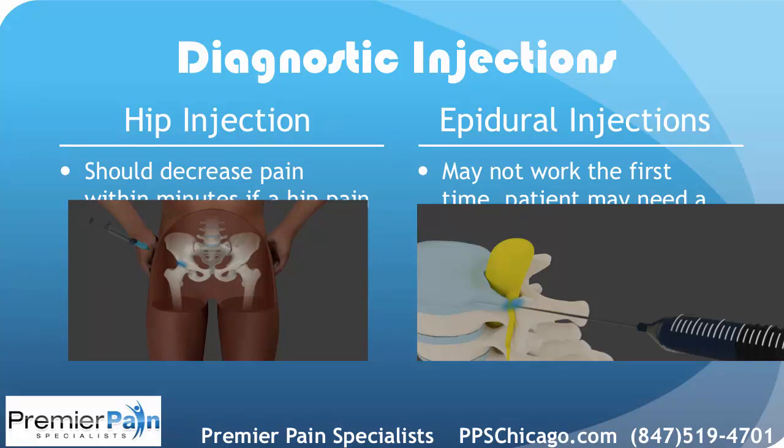Okay, so a diagnostic injection can be very, very helpful. So if you have a diagnostic injection performed into your hip joint, and the hip is the source of the problem, then it should decrease the pain within minutes, all right? If you have an epidural injection, and the problem is spinal stenosis, it should relieve the pain instantaneously, but it may actually take a few injections to get to the most relief possible.